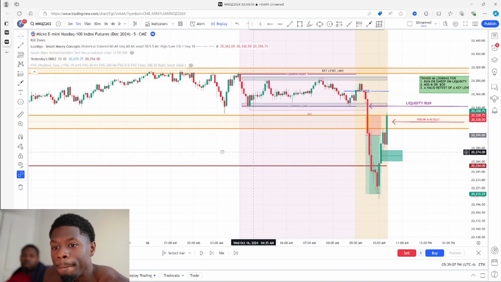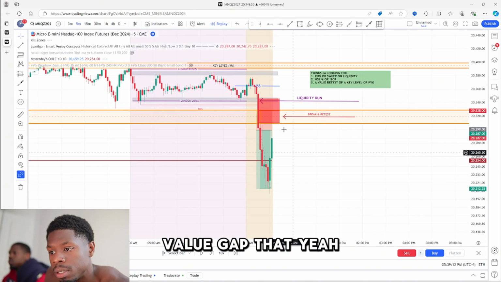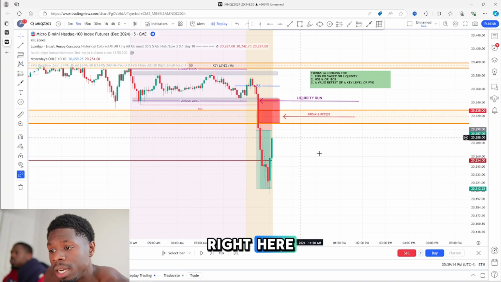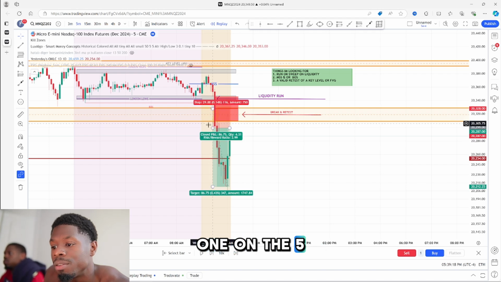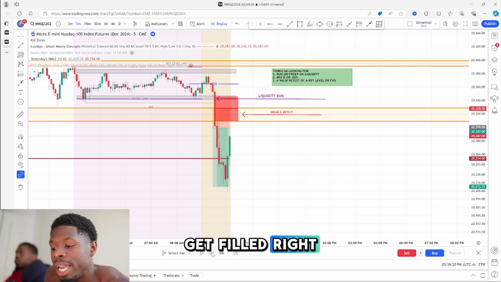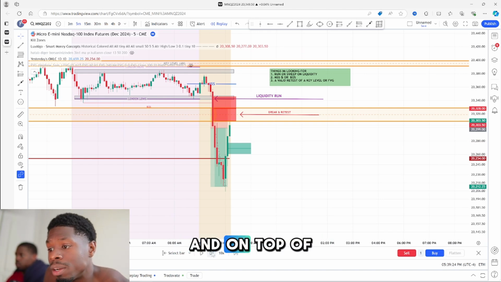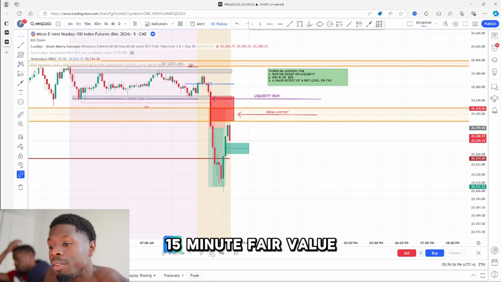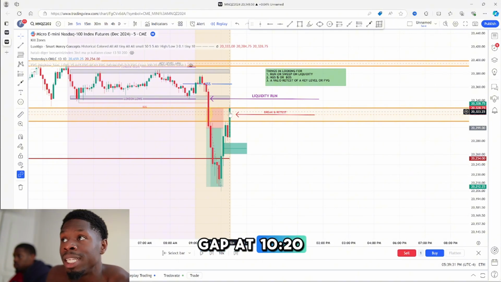Anyway, y'all remember this fair value gap right here that was rejecting off of the 3-minute. So now we have one on the 5-minute that still needed to get filled, right? So we go into the 4-hour key level, and on top of the 4-hour key level, we also have a 15-minute fair value gap. We wick into that 15-minute fair value gap at 10:20, right?